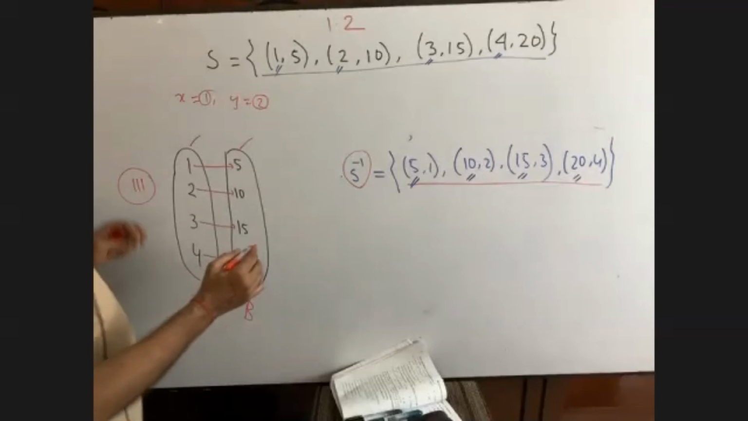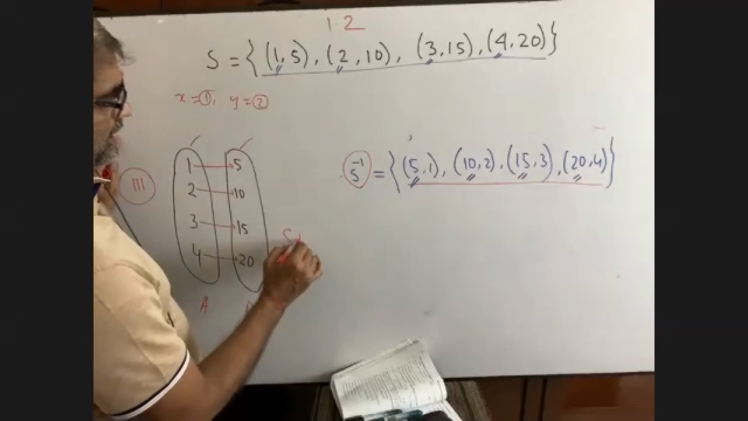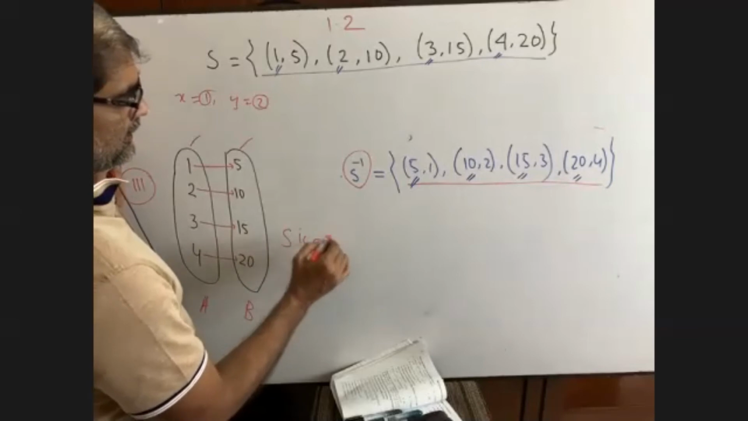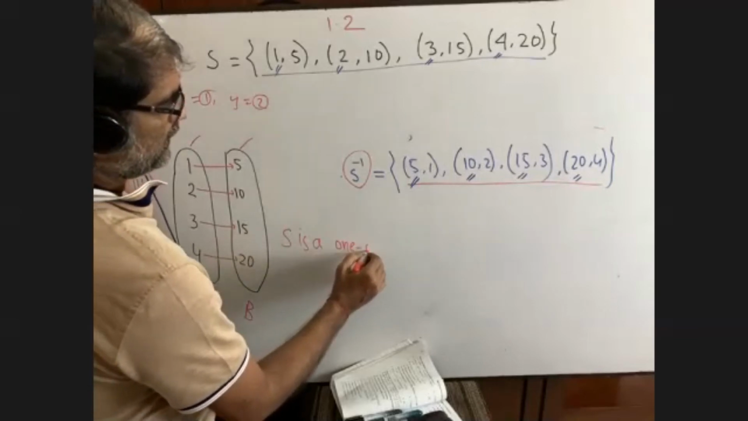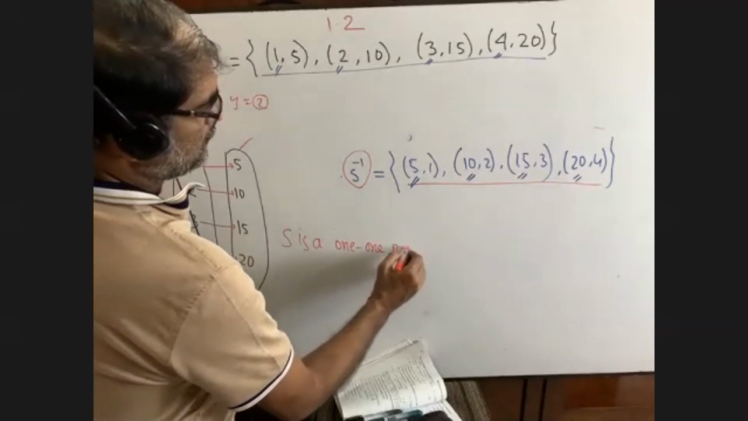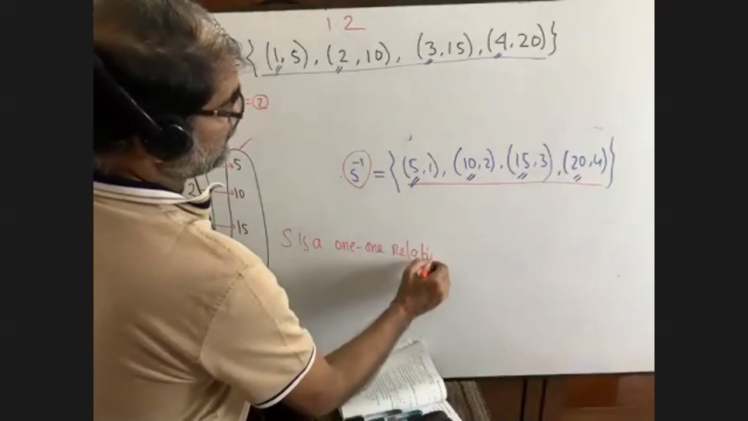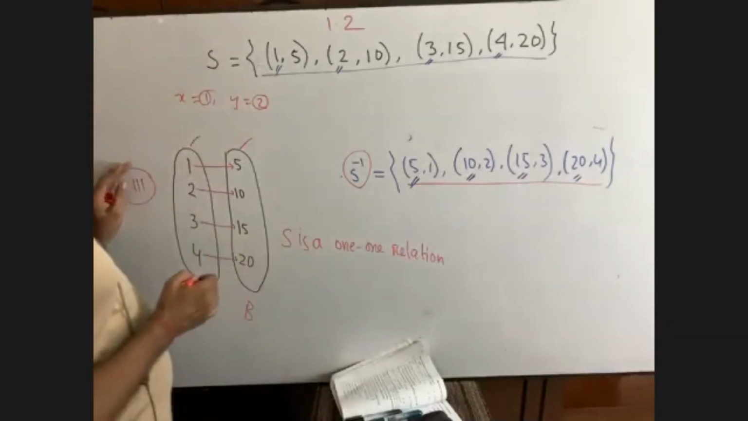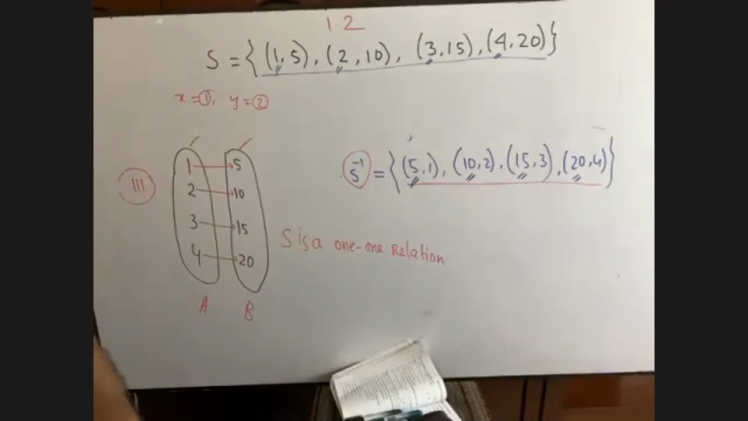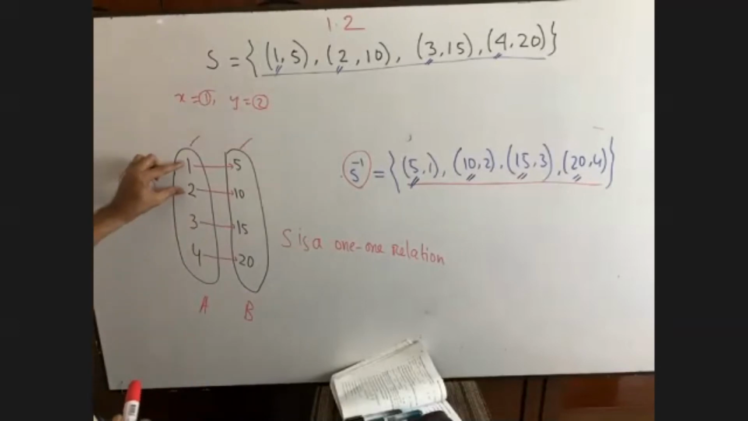Here S is a, write down, S is a 1-1 relation. 1-1 relation means, have you got me? For a certain value of X, there will be a certain value of Y. It is called a 1-1 relation. We have not got any two values for which we will get one value. Okay? Have you got me?